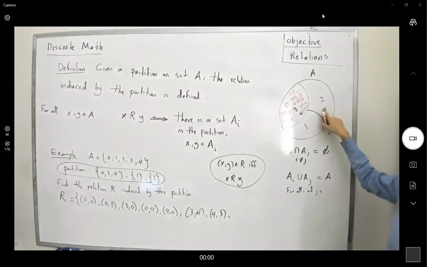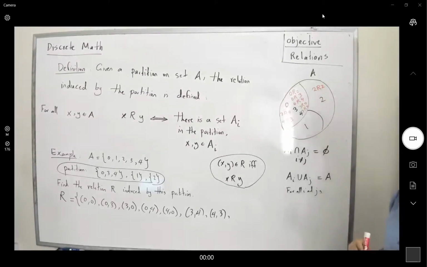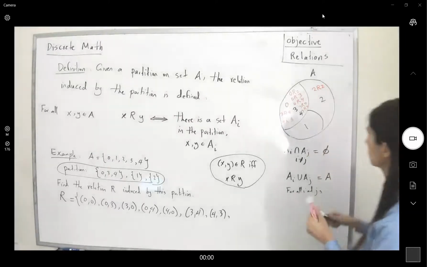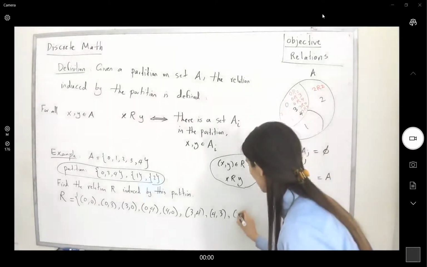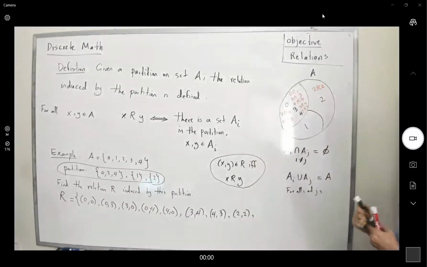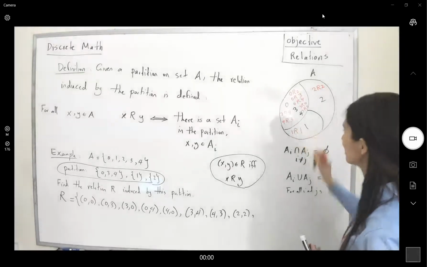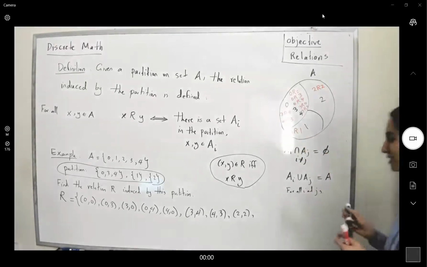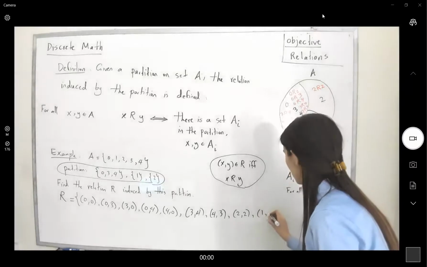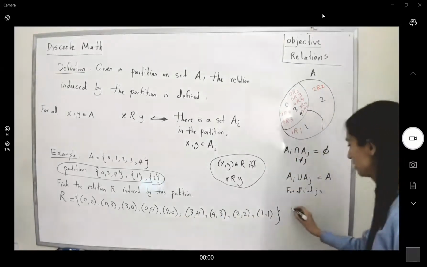What about this partition? Can you say that 2 is in relation with 2? Of course. 2 is a member of this set. What about this one? Can you say that 1 is in relation with itself? Yes. 1 is in relation with 1. So this is the relation that we have.